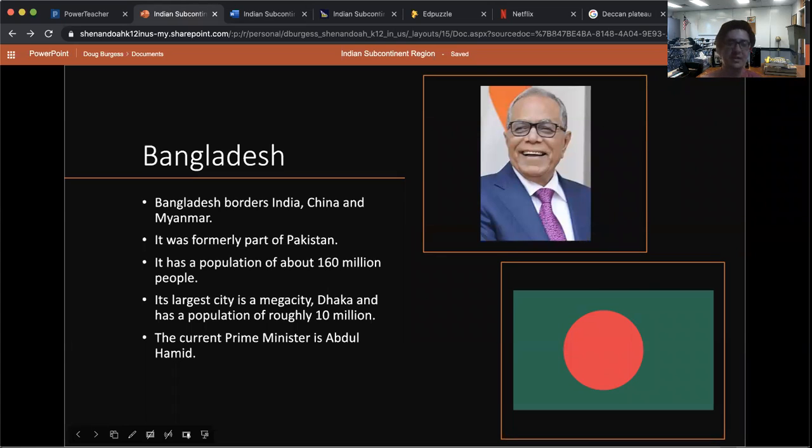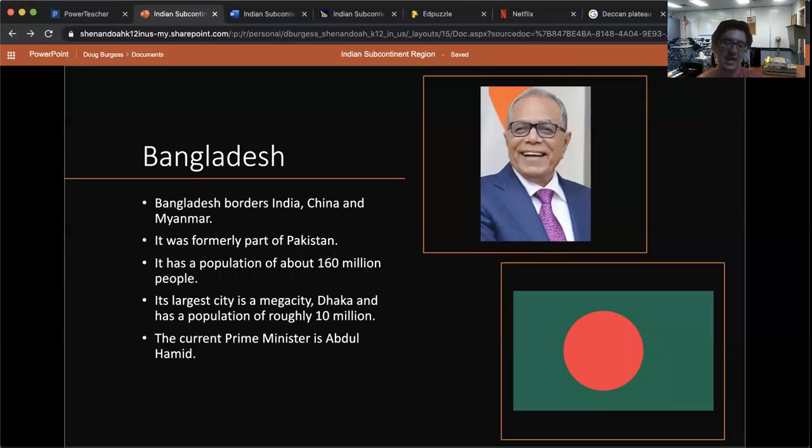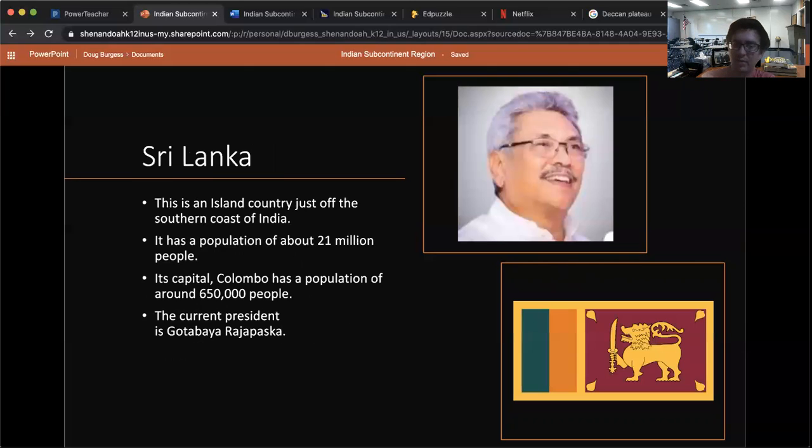Bangladesh. It borders India, China, and Myanmar. At one point, it was formerly part of Pakistan. It was known as East Pakistan, I believe. The country has a population of about 160 million. Its largest city is a megacity, Dhaka, with a population of just about 10 million people. And the current prime minister is Abdul Hamid. I'm going to give him a 0 out of 10 on the flag scale just because it's just a green flag with a red circle. I mean, come on. Y'all can do better.